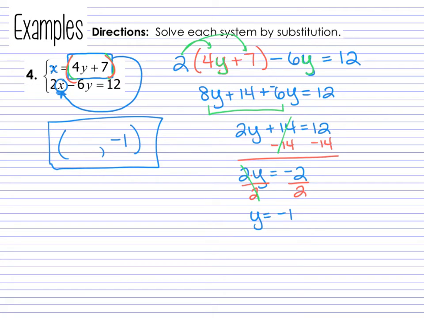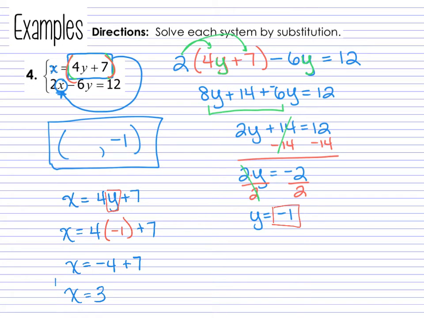So now we need to know what x is. Well, we know from that first equation that x is equal to 4y plus 7. So now I can take this negative 1 value for y and plug it in for y in that equation. So x is going to be equal to 4 times negative 1 plus 7. X is 4 times negative 1, negative 4, plus 7. And then we'll actually do that addition out. So negative 4 plus 7, or 7 minus 4, x is equal to 3.